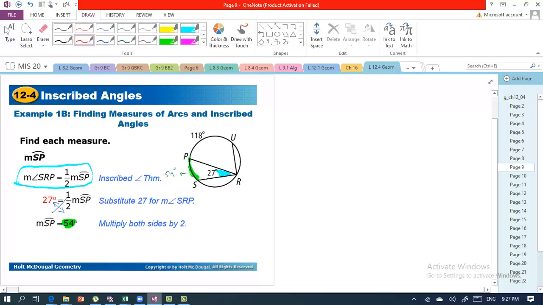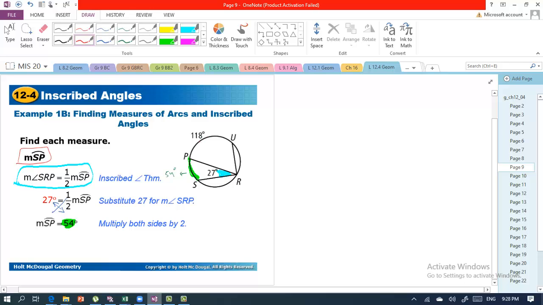Or we can say that the measure of angle SRP is half of the arc. We have this given angle 27 equal to half of the arc. Now we can cross multiply: 2 times 27, which is 54. Whether mathematically or just mentally, we immediately know double of 27 is 54 either way. So the measure of the required arc SP is 54.